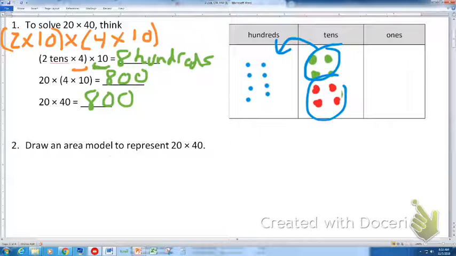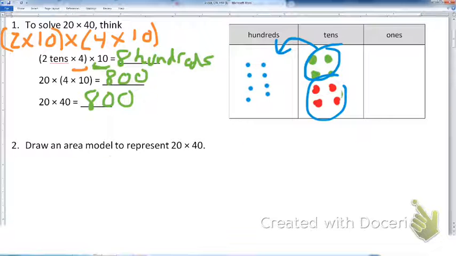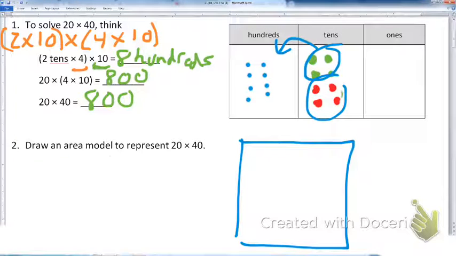Okay, now for number 2, this is where it gets a little bit confusing for some of the parents. We're going to do something called an area model. Our area models are going to get a little more sophisticated, but for this one, we have 20 times 40. So we're going to just draw ourselves a box as our area model to start off with.